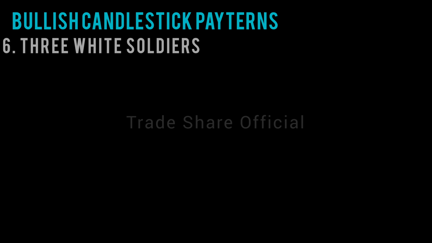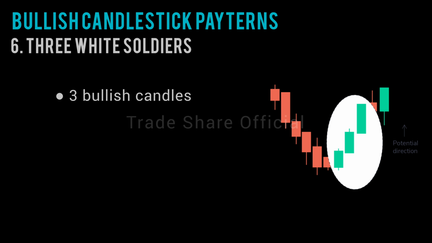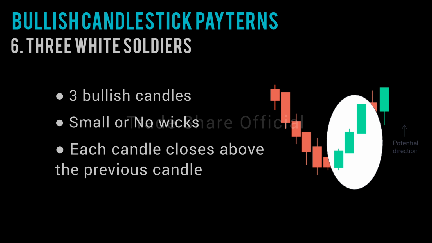Number 6. The 3 white soldiers pattern. This is a 3-candle pattern that has 3 green candles with small wicks. These candles open and close higher than the previous candle. After a downtrend, this is a strong indication of an upcoming bullish trend.